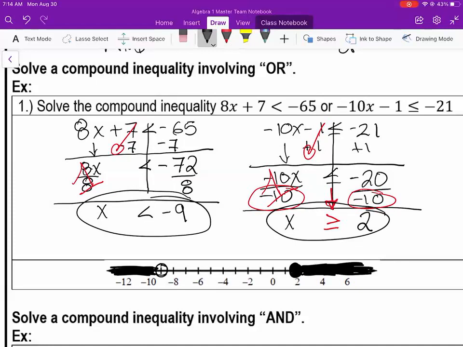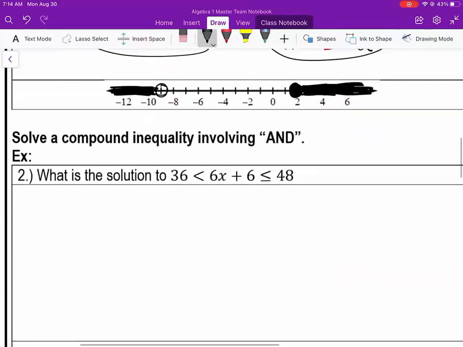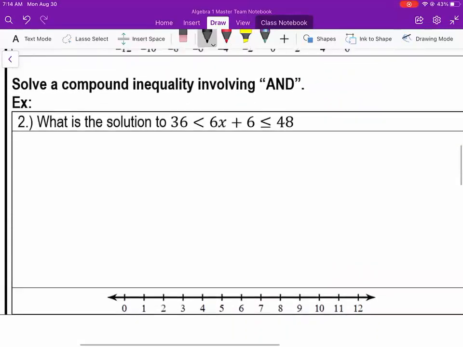All right, moving on. One more example. We're going to be solving a compound inequality involving and, which means it's going to connect. And this one seems to be the one that most people have trouble with because it looks weird, and you're going to see why it looks weird. So we got to find the solution for, and I'm going to rewrite this again. 36 is less than 6x plus 6, which is less than or equal to 48.